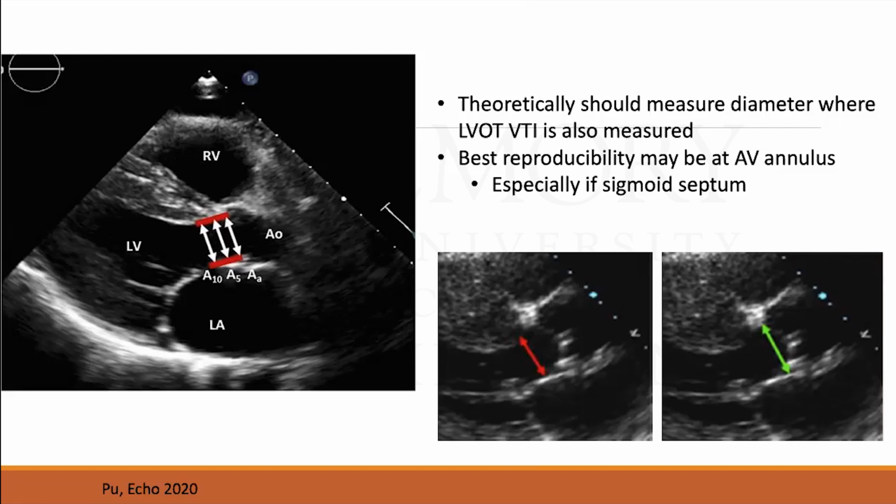However, if you look at some of the more recent talks from Mayo or the ASE, people are actually moving towards measuring this diameter right at the aortic valve annulus. That's because we have the best reproducibility at that spot, particularly in patients who have thick LVs or even patients who have sigmoid septums, which is shown here. This is probably a gross underestimation if you're measuring it 5 millimeters to the left of the aortic valve annulus. And so that's why people are now moving towards just measuring the LVOT diameter right at the aortic valve annulus.